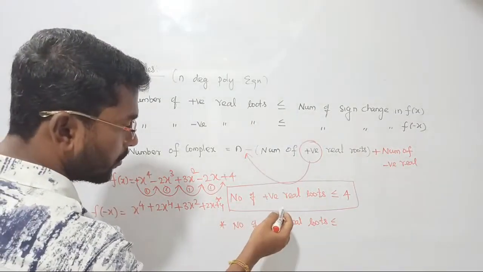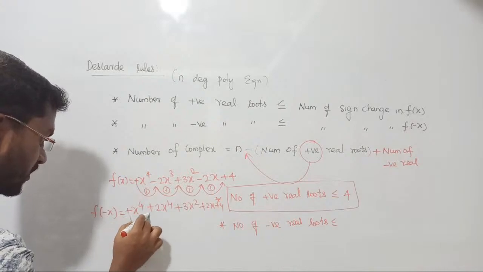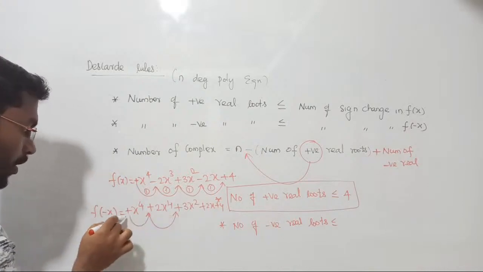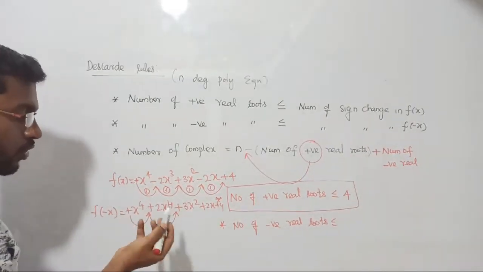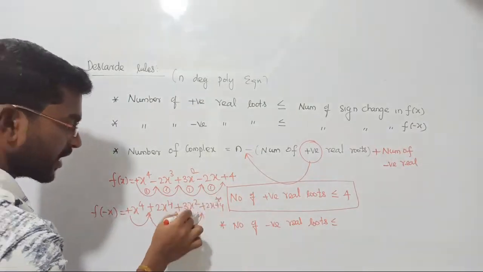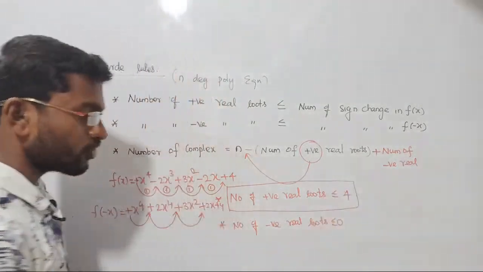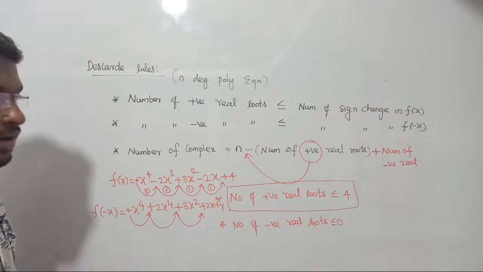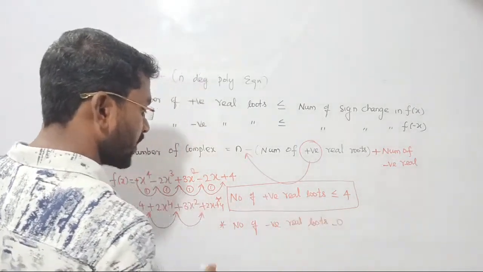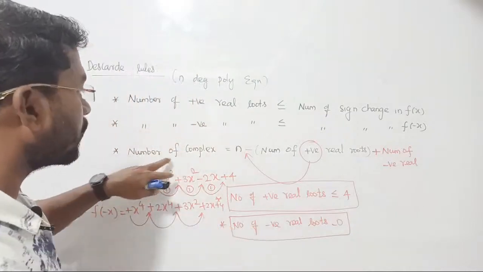In order to obtain the number of negative real roots, I should trace. First I have plus, second I have plus, third while going from 1 to 2 I have plus only, no sign change. Again plus to plus, no sign change. So it is less than or equal to 0. Of course that is 0 only. Negative 0 we cannot consider, right? So that is equal to 0. We can directly conclude. Now the third one, we should estimate the number of complex roots.